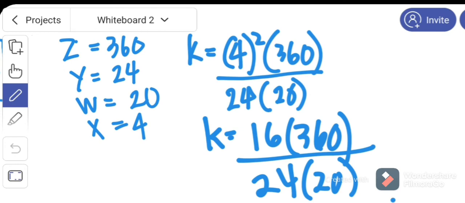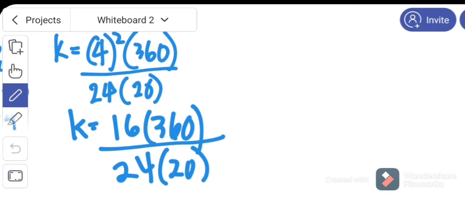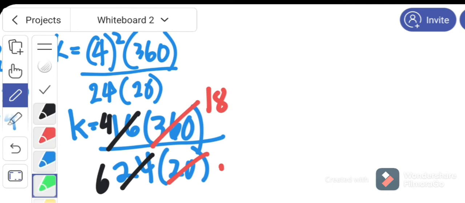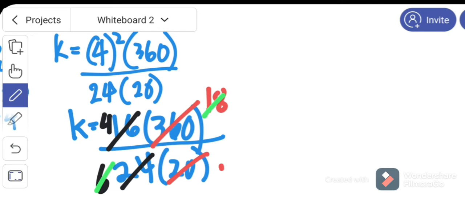We may multiply everything together, but it's easier if we will use simplifying or cancellation to make the given numbers smaller. Okay, so 360 divided by 20 is 18. Then next we have 16 and 24 are both divisible by 4. 16 divided by 4 is 4. 24 divided by 4 is 6. And then finally, 18 can be divided by 6. So this is 1 and this will be 3.